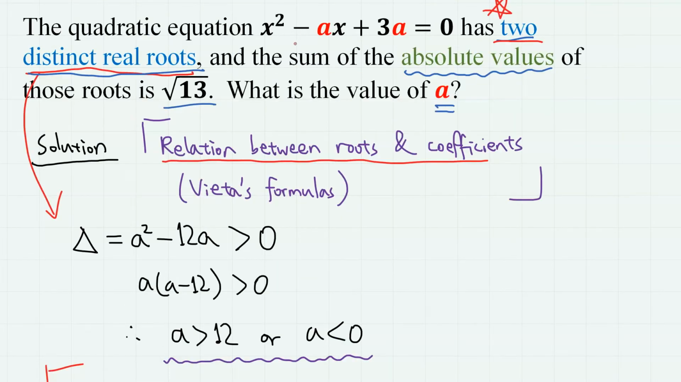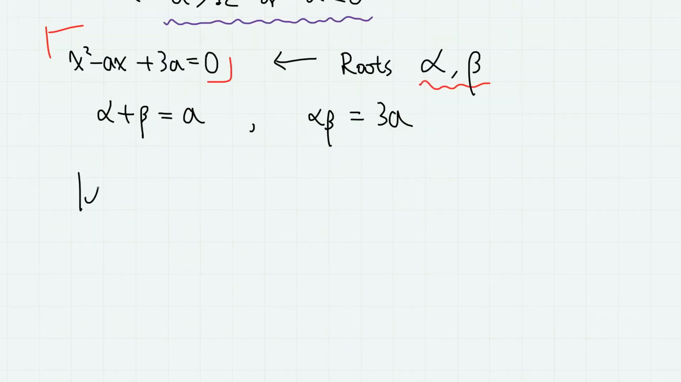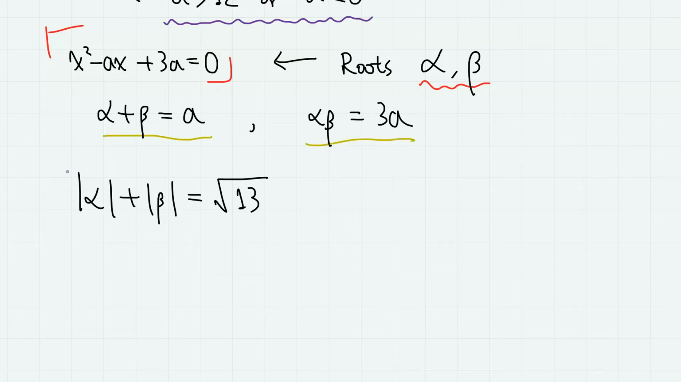Now we move on to another given condition, that the sum of the absolute values of these two roots is square root of 13. So we have absolute value of alpha plus absolute value of beta equals square root of 13. Now we have to somehow use these. In order to do that, let us square both sides. Then we can delete some of these absolute value signs.